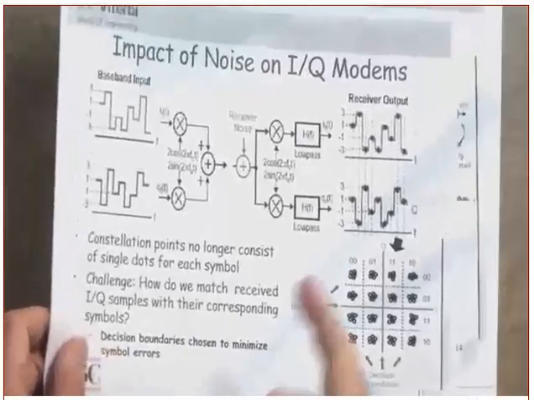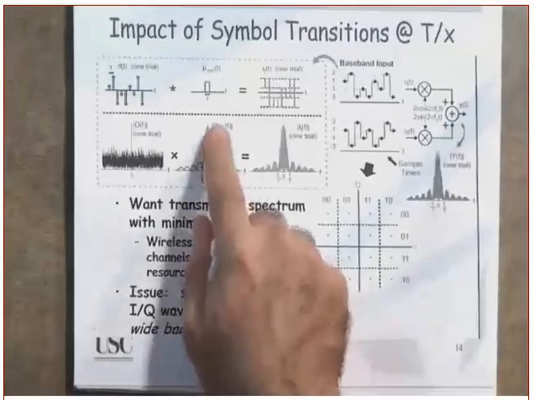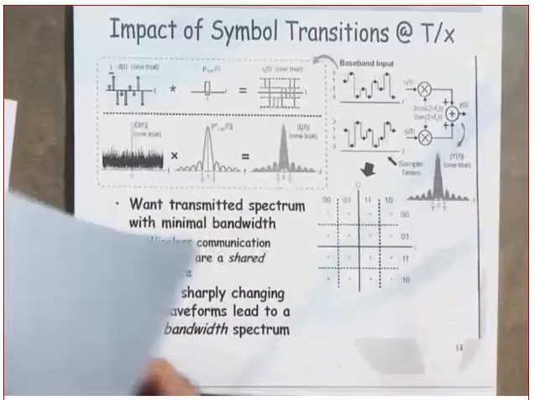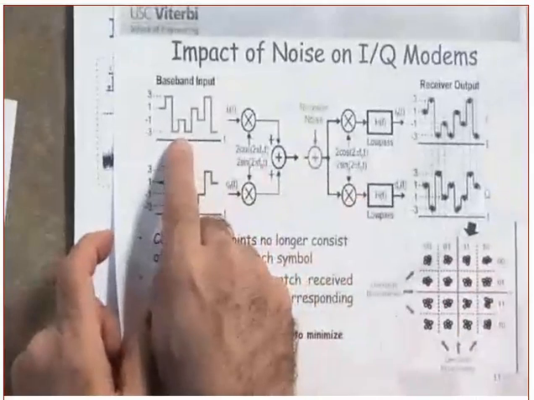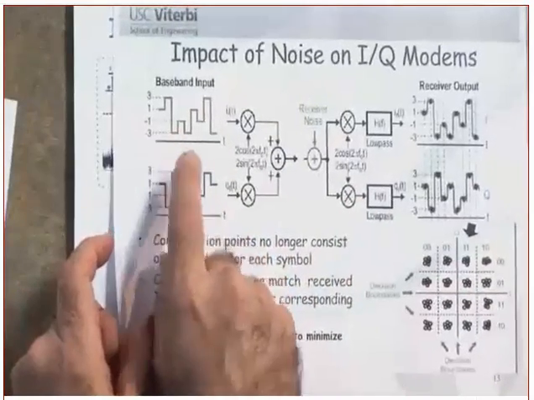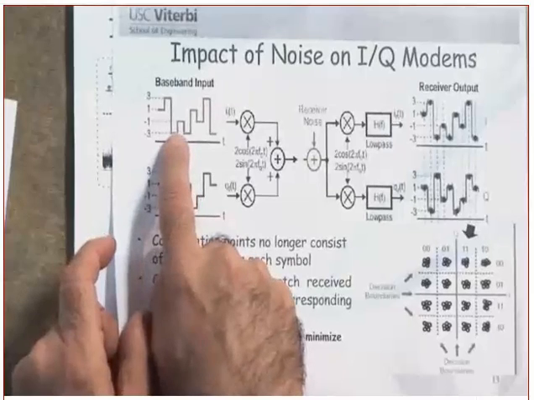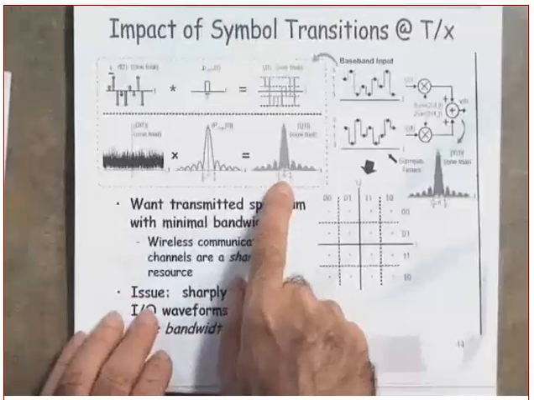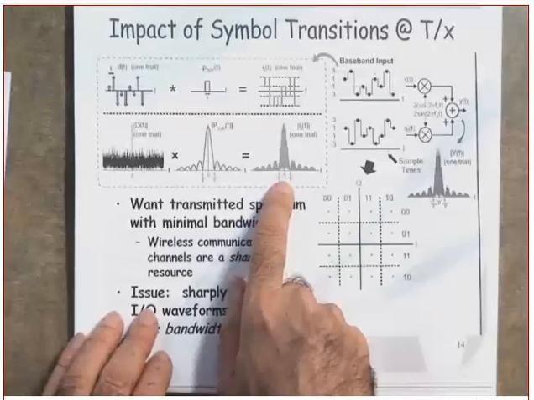Clear? Okay. Next up, what did we do? We studied the effect of these transitions. These are called symbol transitions. Are they sharp? What did we see? We saw that their spectrum looks like this.